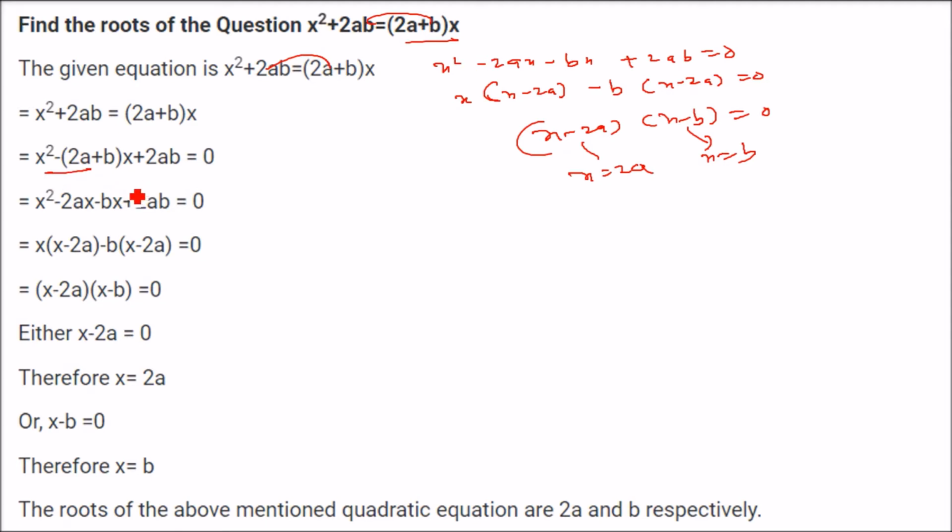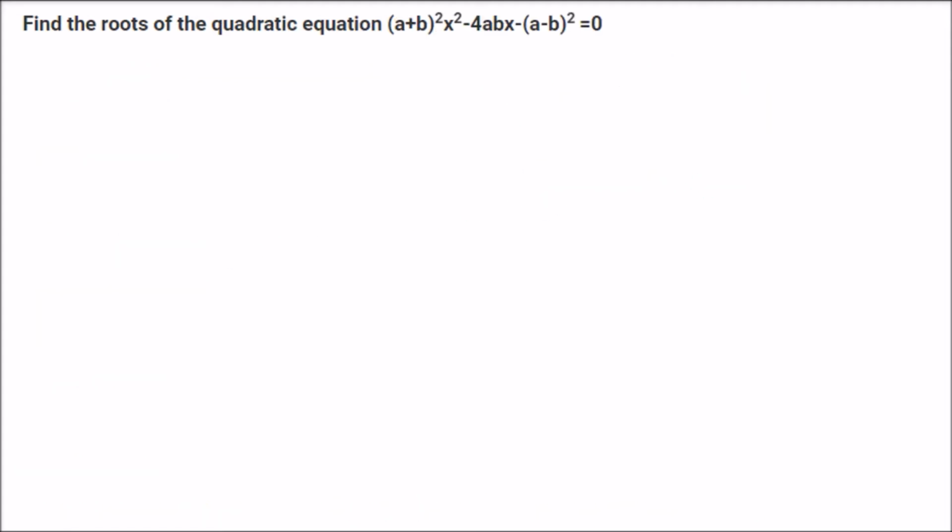Just take these two and these two, and take x common from here, take b common from here. You will get x minus 2a and x minus b. 2a and b will be the solutions.